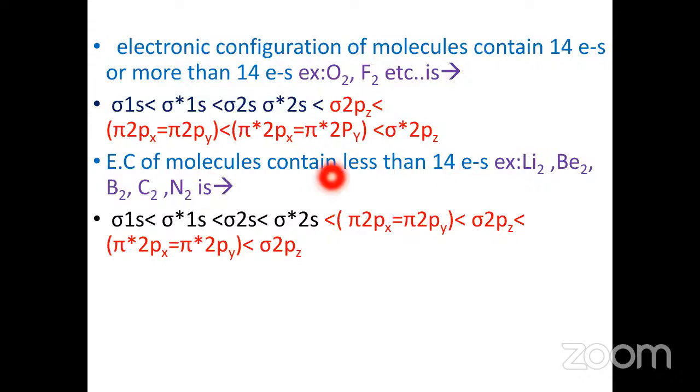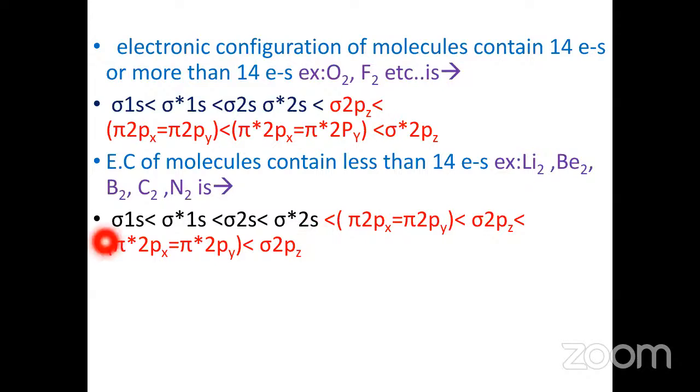The electronic configuration of molecules containing less than 14 electrons. For example, the lithium molecule, beryllium molecule, boron molecule, carbon and N2 molecule. How to write these electronic configurations? First of all, electrons enter into sigma 1s, next into sigma star 1s, next into sigma 2s, next into sigma star 2s.